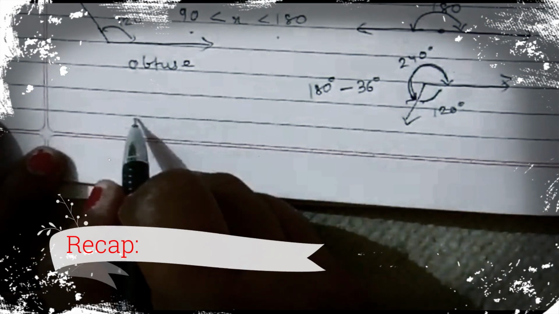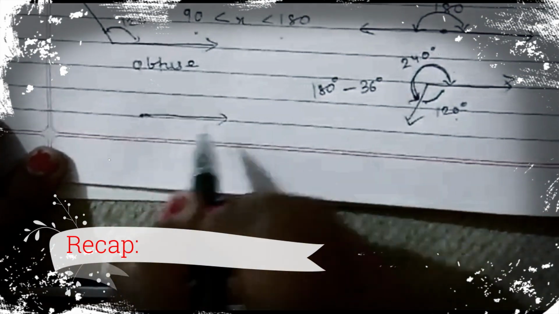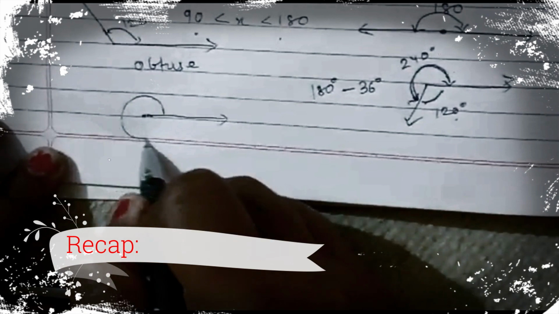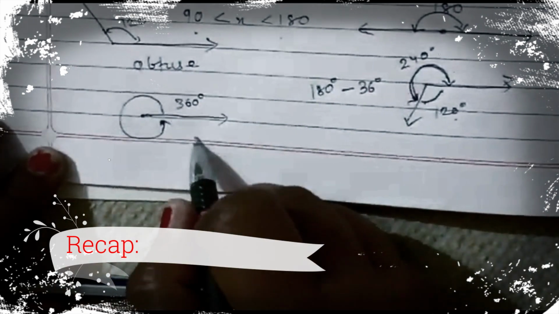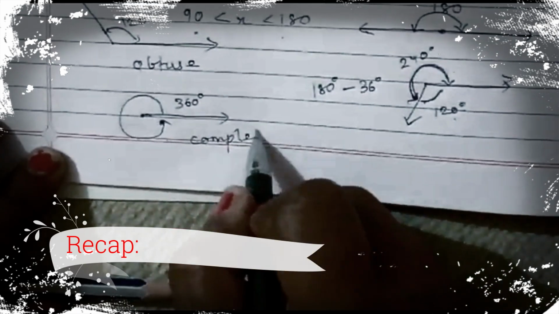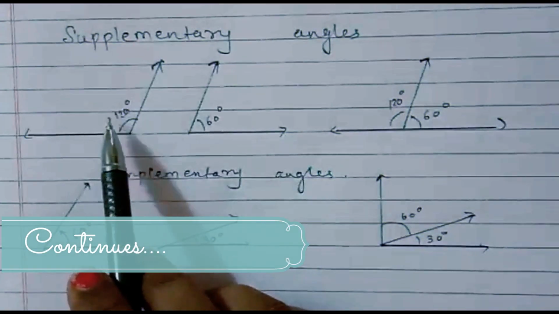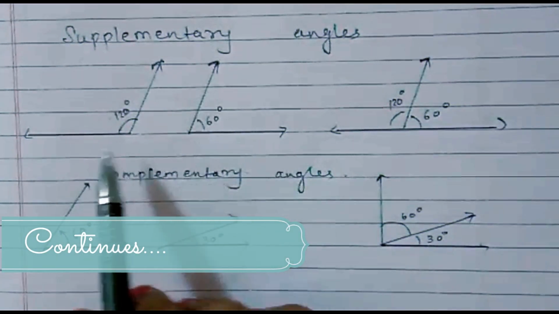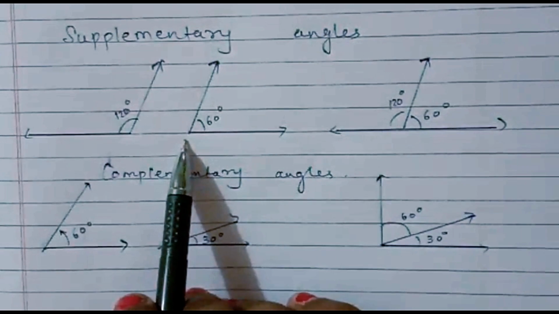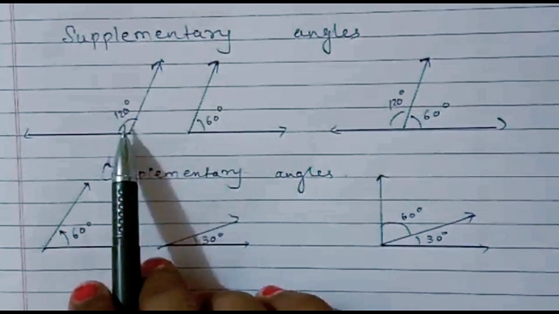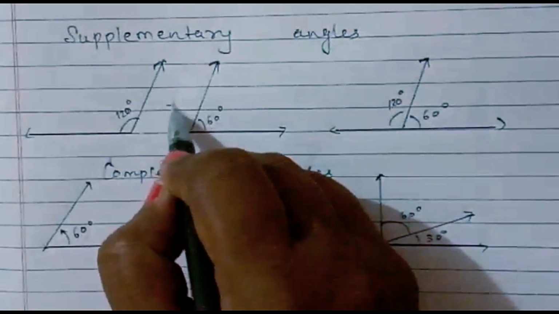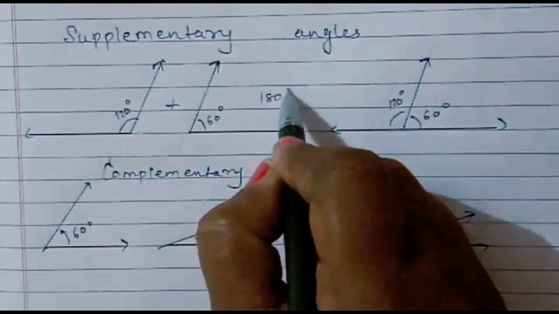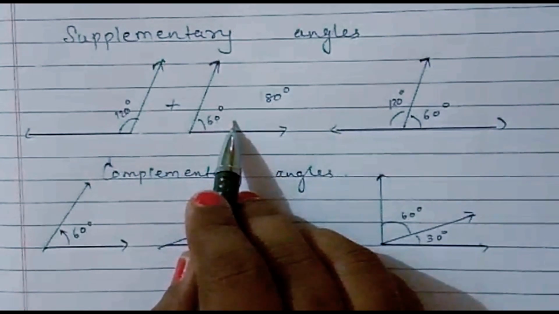A complete angle is an angle with full measure, that means 360 degrees. Here I have drawn two supplementary angles. Two angles are called supplementary if their sum is 180 degrees. You can see 120 plus 60, the total will become 180, and so these angles are called supplementary.